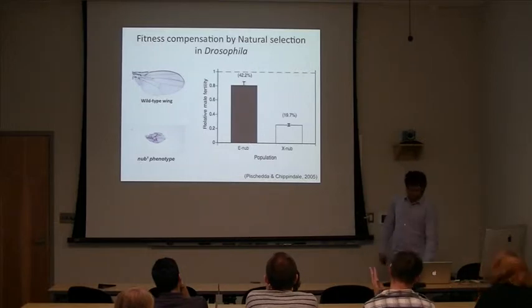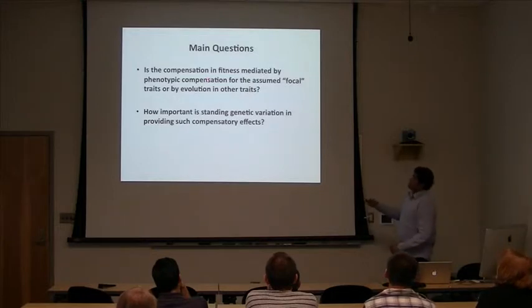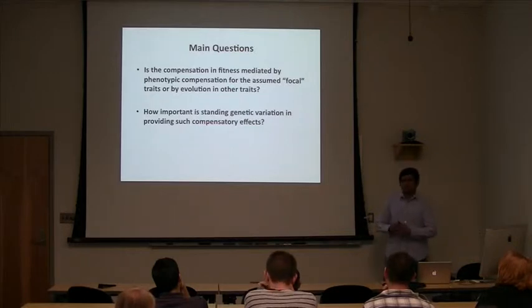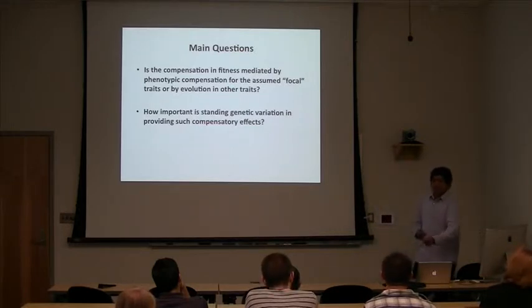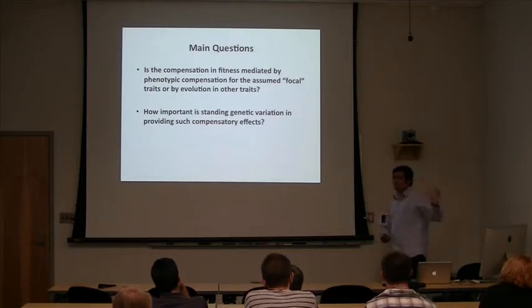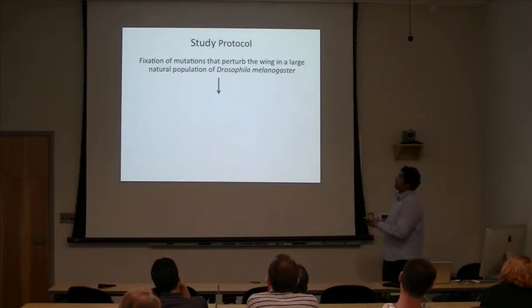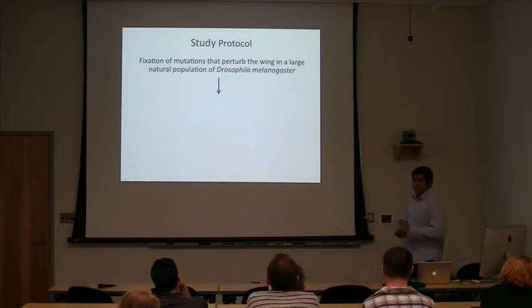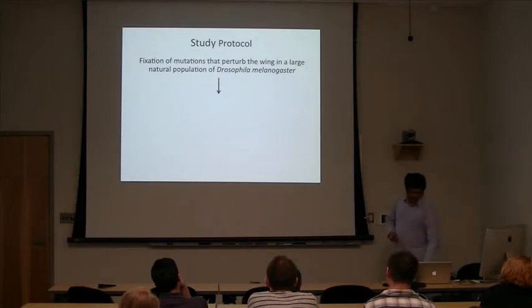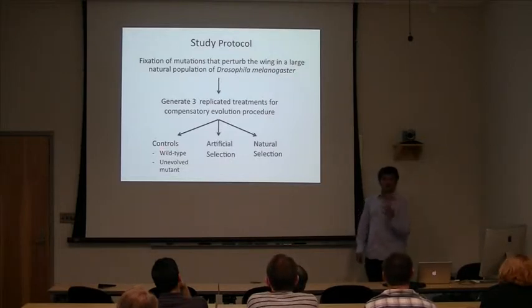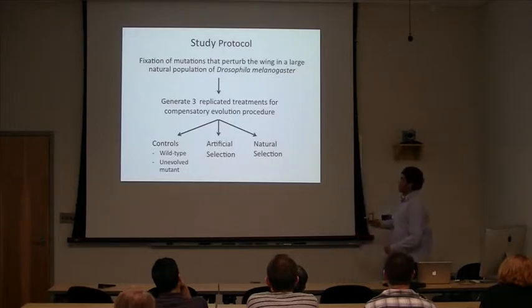So what we decided to do was study this. And again, the reason why we are looking into this is that causal link between phenotype and fitness, whether it's compensation by that focal trait or by evolution in other traits. And so our study protocol basically involved fixing a bunch of deleterious wing mutations into a large outbred population and generating 3 treatments. First you have the control, then you have the unevolved mutant, the generation 0 before we started any selection experiment, an artificial selection treatment, and a natural selection treatment.